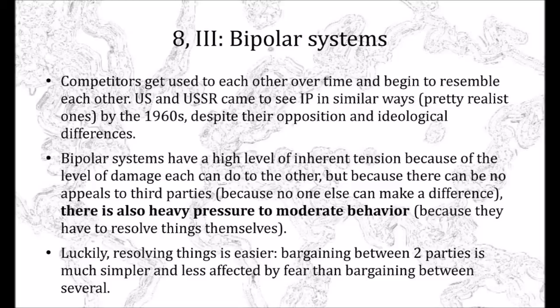It's much easier. The fear in bargaining between several parties is that someone might go back on their promise. Bargaining between two parties, I only have to look after one person, whether they keep to our agreement or not. I don't have to worry about lots of different people trying to free ride and things like that. So making agreements is much easier. And you saw arms control agreements between the US and the USSR despite the heavy tensions, because it was fairly easy to negotiate and they could see that it was in both of their interests.